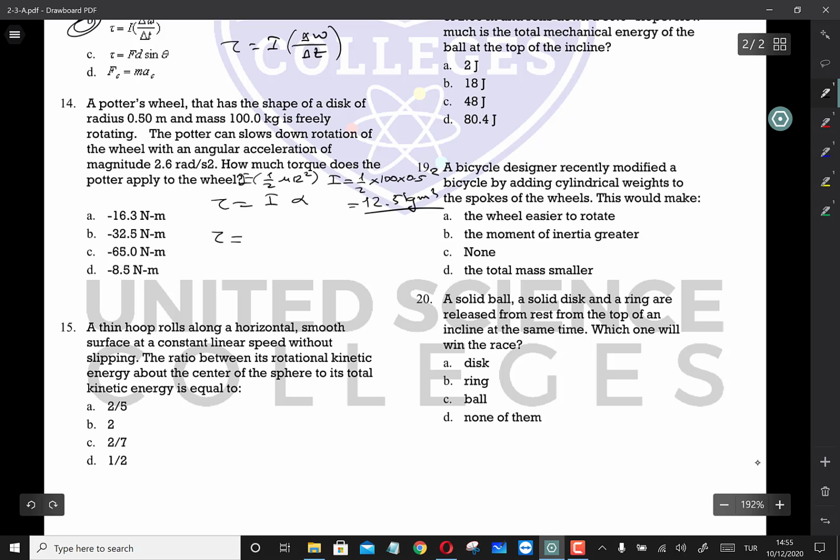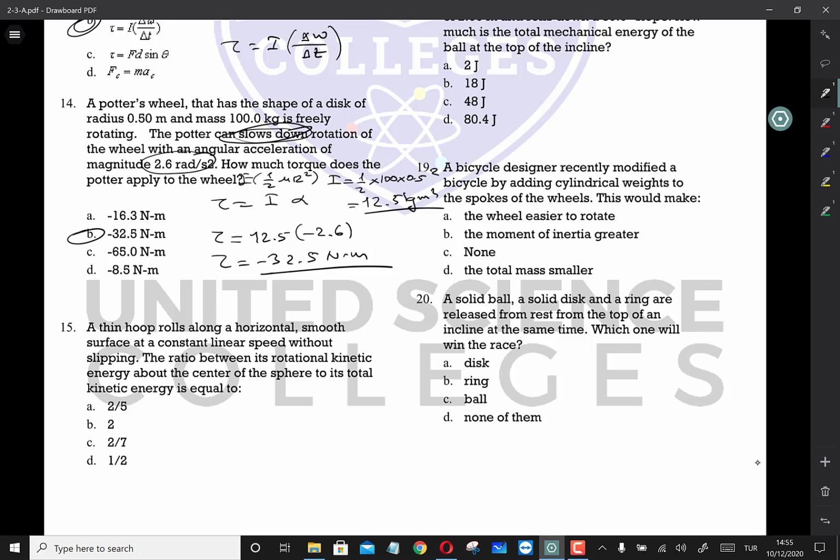Now I is 12.5, but is angular acceleration positive or negative? Because it's slowing down, magnitude is always positive, but when it slows down, you should write alpha as negative 2.6. So multiply 12.5 by negative 2.6, and the answer is torque equal to negative 32.5 Newton meter. So B is the correct answer.